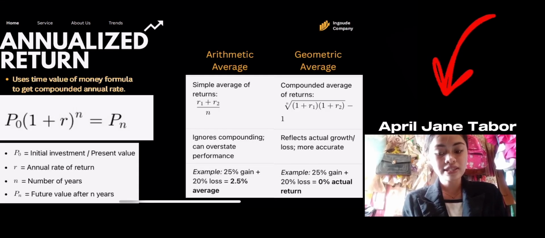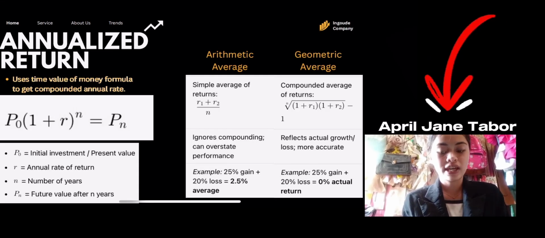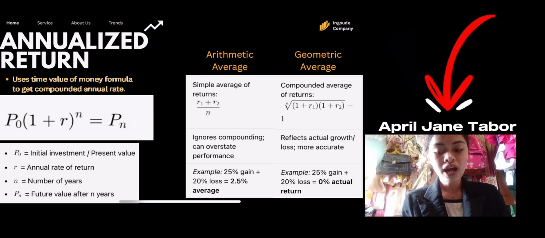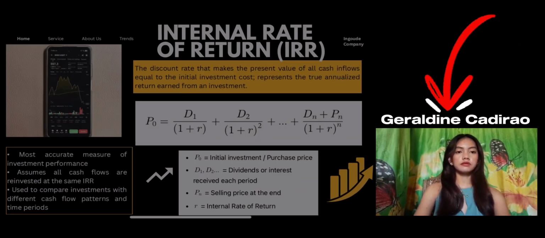Simple example: if an investment gains 25% one year and loses 20% the next year, the arithmetic average is 2.5% and the geometric average is 0% actual return. This means the geometric average shows the real performance, while the arithmetic average is only the simple average.